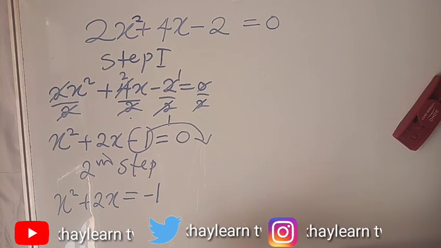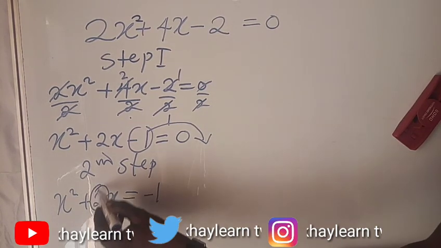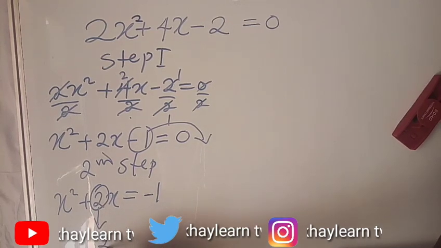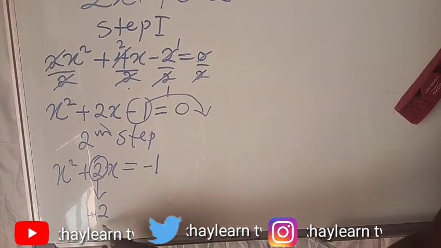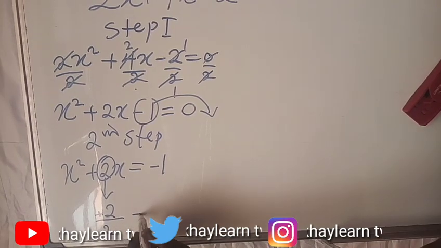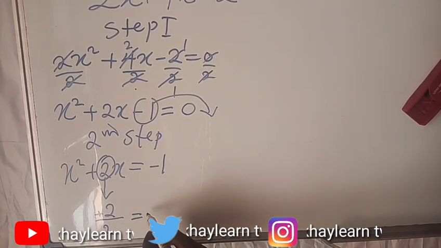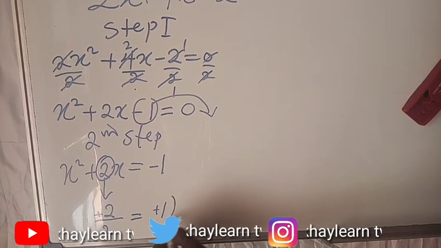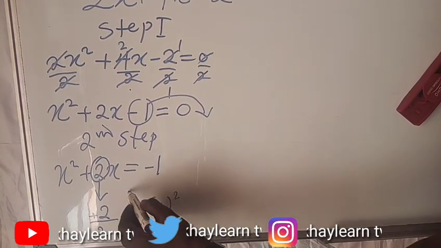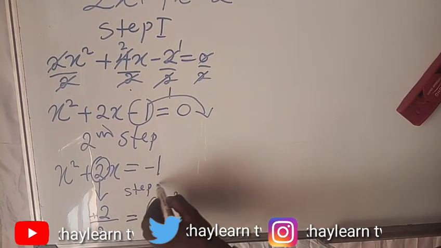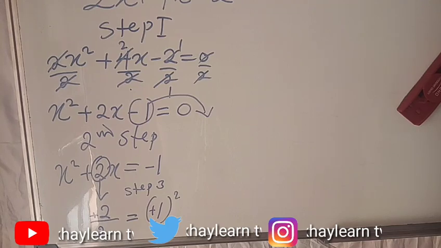Now from here, what you should do is consider the coefficient of the middle term, which is positive 2. Divide that coefficient by 2. What we have is just positive 1. Square it. All this happens in step 3.